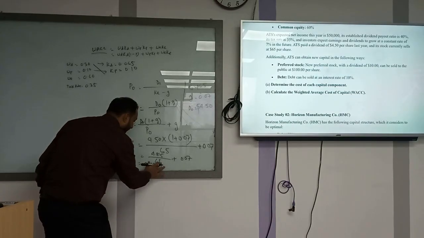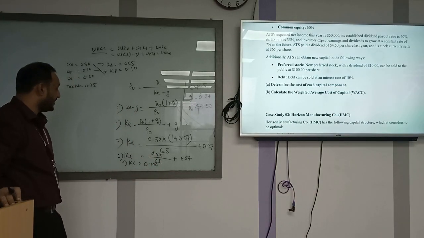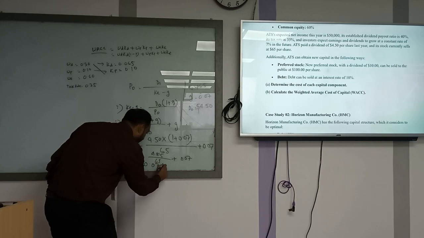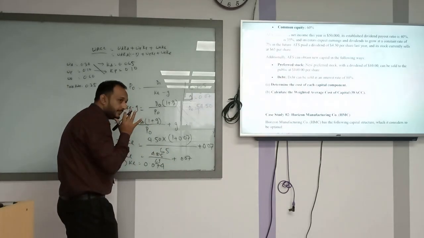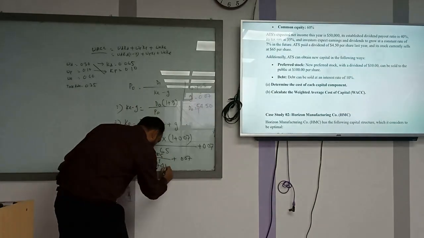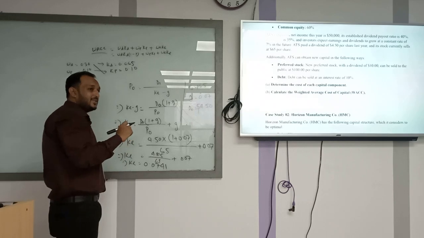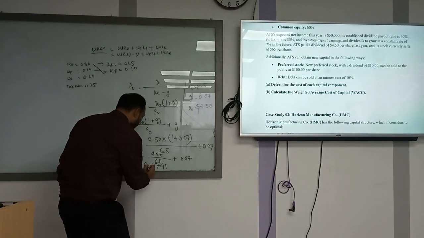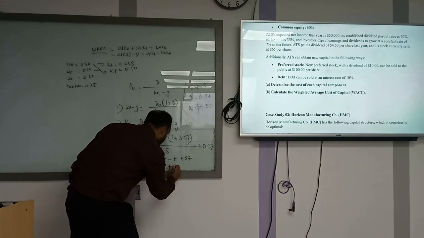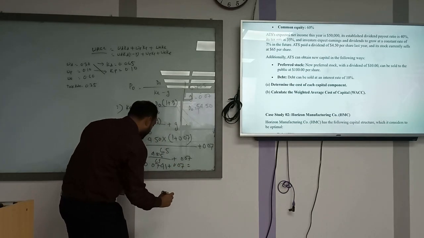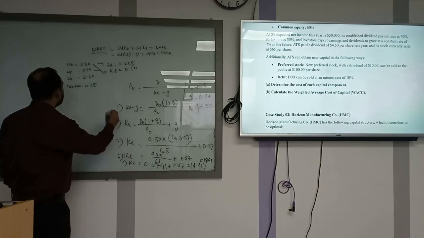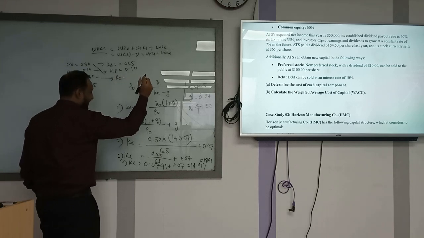Let's break it down. 4.815 divided by 65 gives 0.0741. We take four decimal digits, since multiplying by 100 gives two places in the percentage. So 0.0741 plus 0.07, so ultimately that is 14.41%, or 0.1441. So we get the KE, and that is 0.1441.